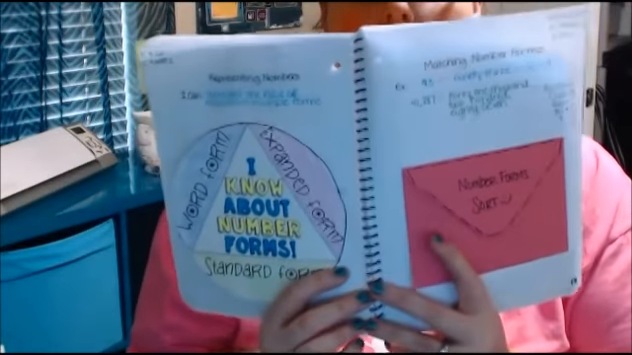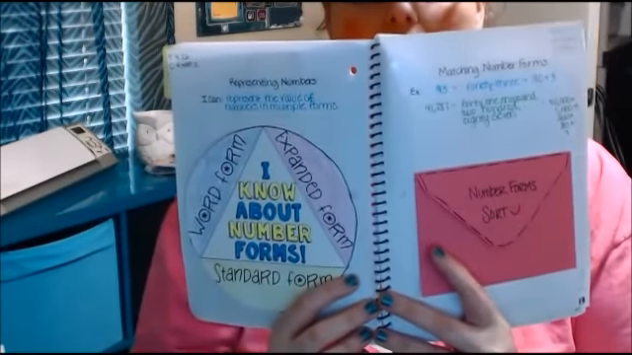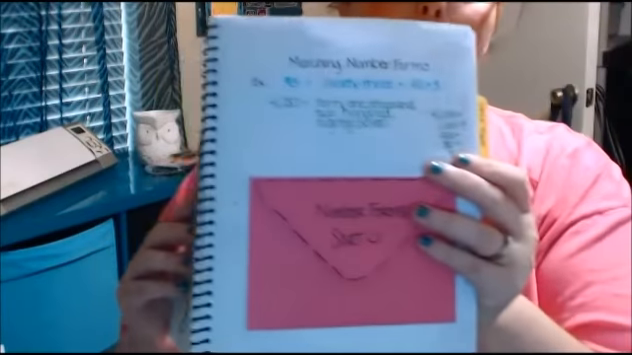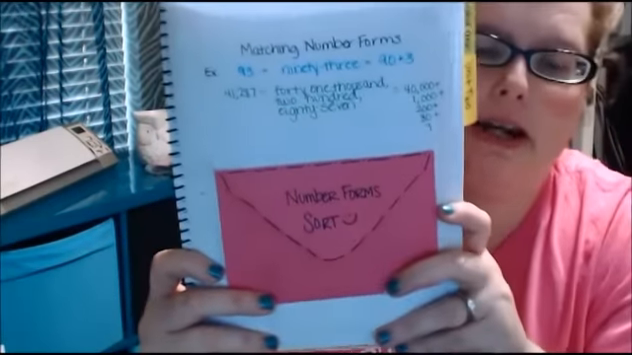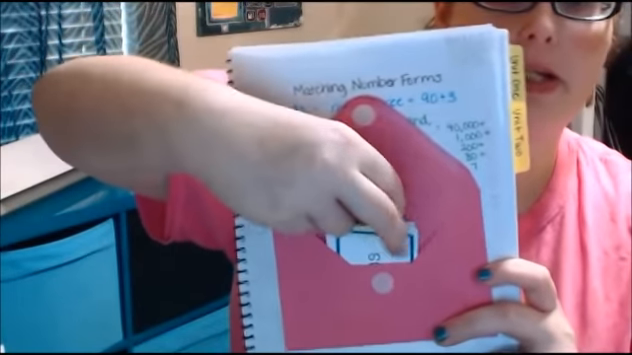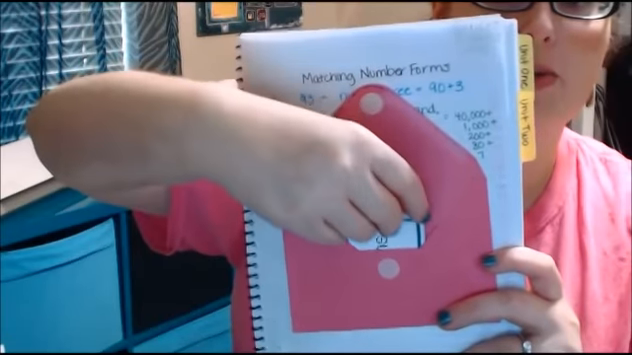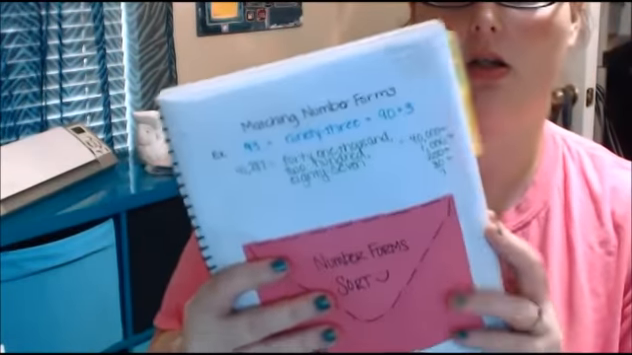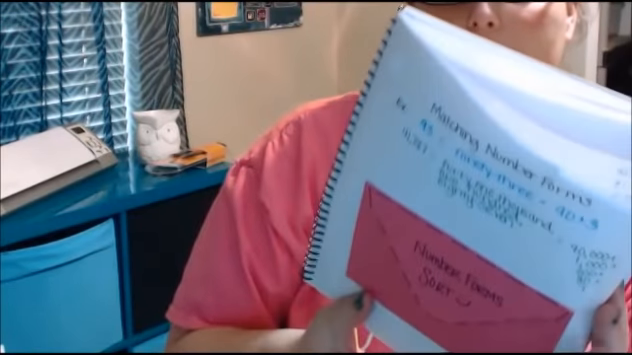Moving along, I know my number forms: word form, standard form, and expanded form. So underneath each of these is examples. Again, that I can statements at the top. And their output activity, this is a match. And all of the cards are in the envelope. And I've kept them in here so that my students could redo the matchings over time. So that's that one.